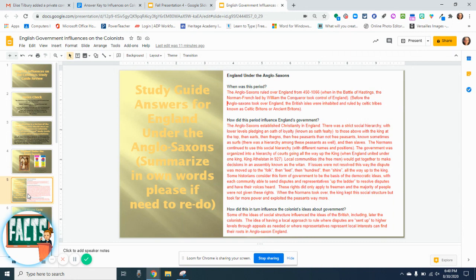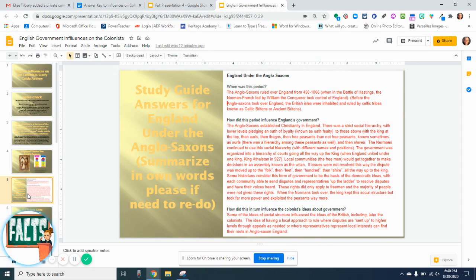The Anglo-Saxons took over England in around 450, and they united as one country known as England under King Athelstan in 927. And again, this is just England. This does not include what is now known as Great Britain, which includes Wales, Scotland, England, and Northern Ireland. This is just that one part of Great Britain known as England.